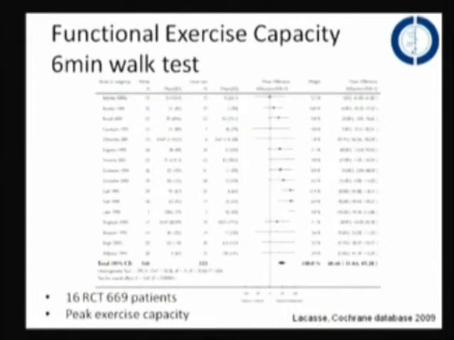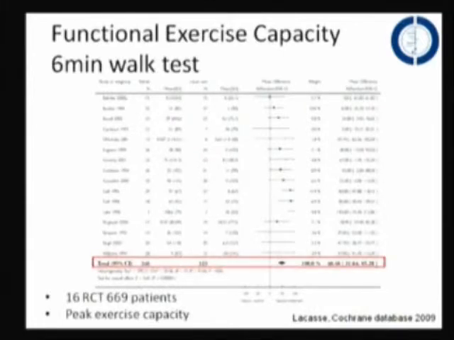So this is the Cochrane database review, a meta-analysis of 16 randomized controlled trials that includes 669 patients. And it showed statistically and clinically significant improvement in functional exercise capacity as measured by the 6-minute walk test. Patients were on average able to walk 48 meters longer. What's thought to be clinically important is about 35 in most studies, and some quote 50. So both statistically and clinically important.